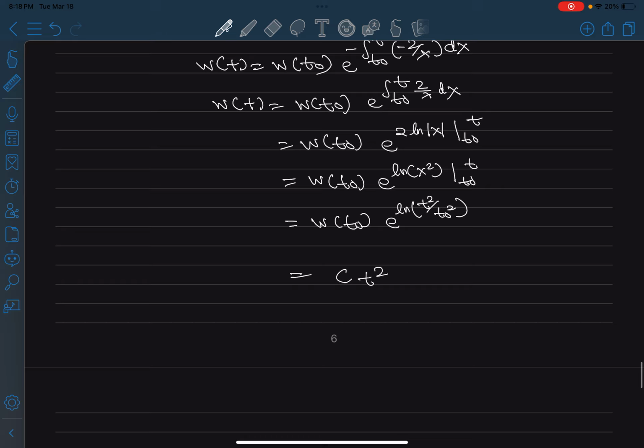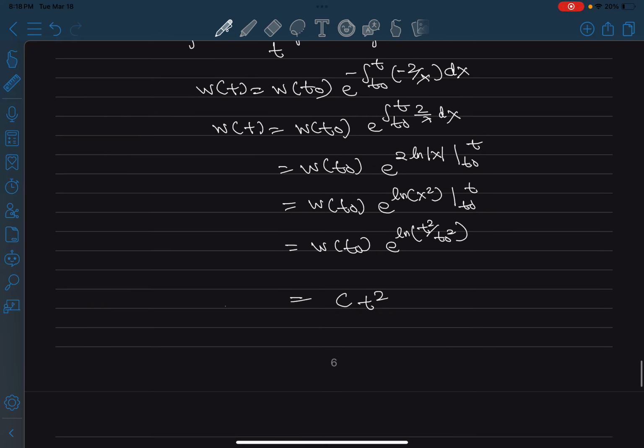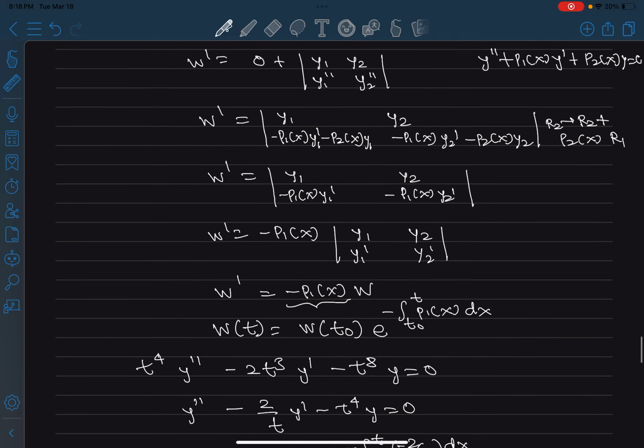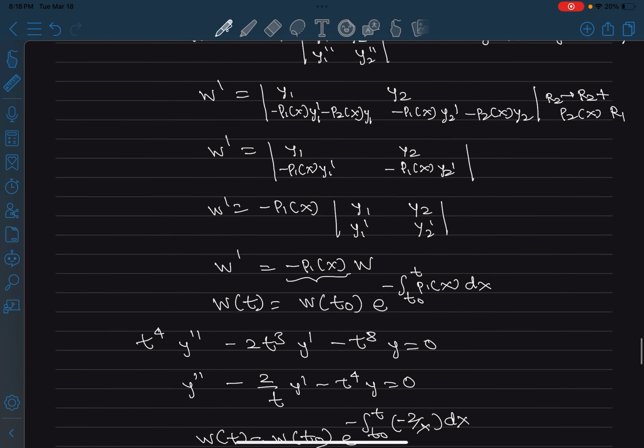So we could find the Wronskian even without actually solving the equation, and that's how this formula is helpful. Now, since we saw that it actually works, I mean, I didn't show you whether it works or not.